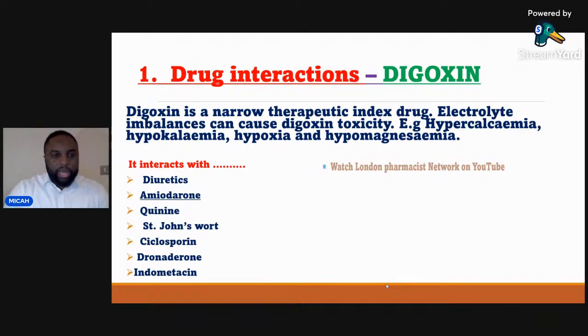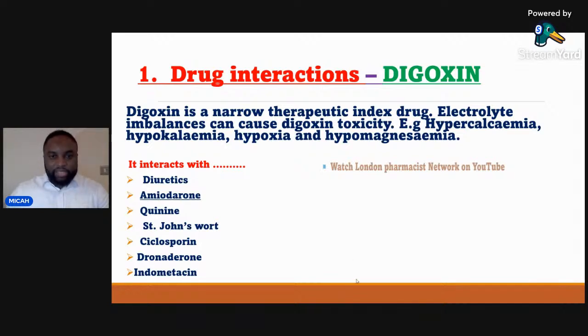The first one is digoxin. Digoxin is a narrow therapeutic index drug. Digoxin can cause toxicity, which is why we have to monitor the plasma concentration of digoxin, because the plasma concentration at which it can cause toxicity is very close to the plasma concentration at which it is therapeutic. For that reason, we have to keep a close eye on patients taking digoxin.